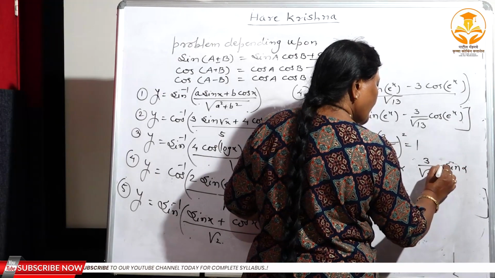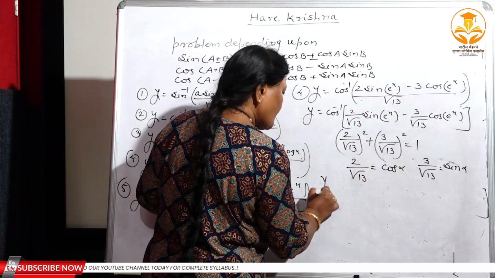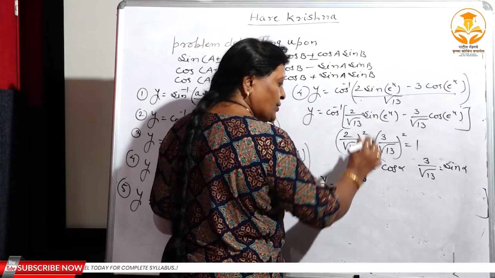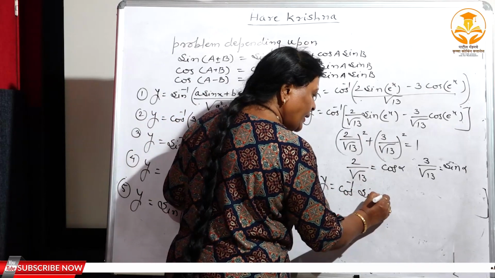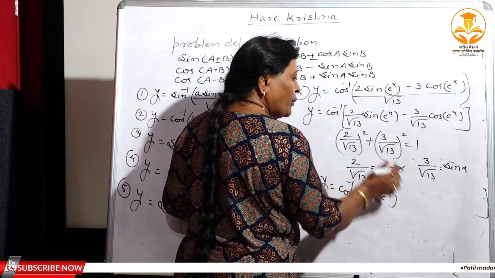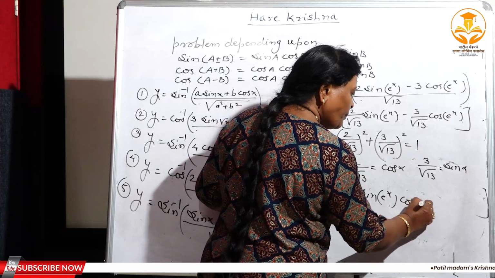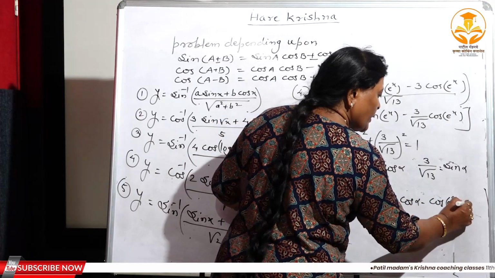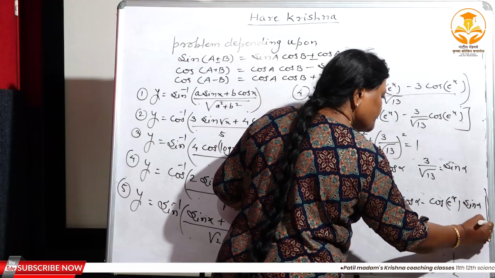Sin alpha. Right? So, y is equal to cos inverse. Again, write the term of a^x first. Sin e raised to x. 2 by root 13 you can write as cos alpha minus cos e raised to x, and 3 divided by root 13 you can write as sin alpha.